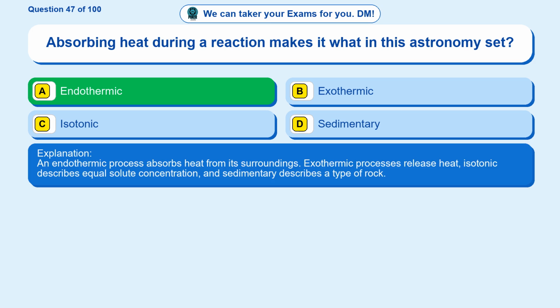An endothermic process absorbs heat from its surroundings. Exothermic processes release heat, isotonic describes equal solute concentration, and sedimentary describes a type of rock.